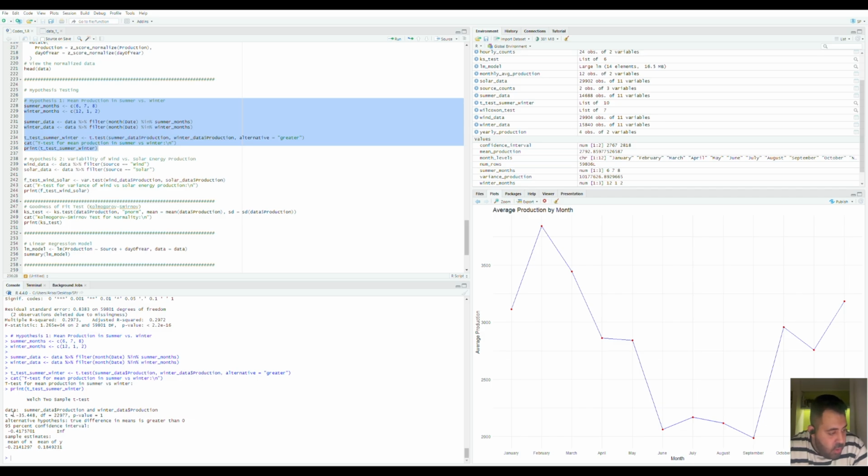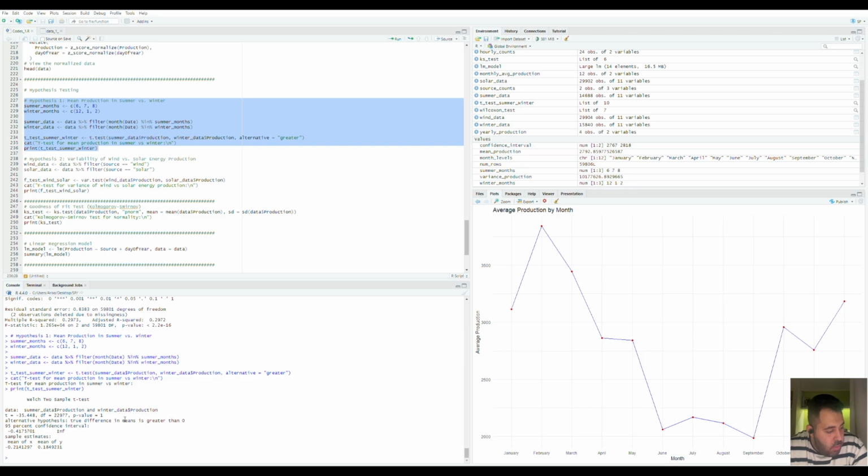And the method we use here is the two-sample t-test. And the data we use is the 2 seasons. These 2 seasons cover up for the summer months. It covers up the months June, July, and August. And for the winter, it covers up December, January, and February.